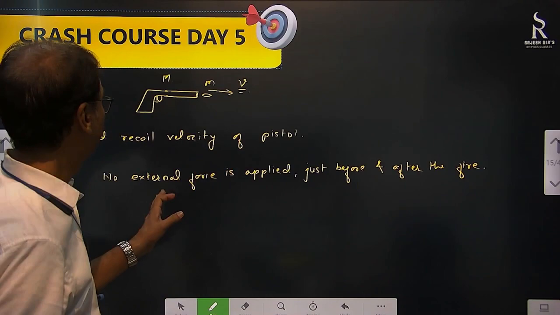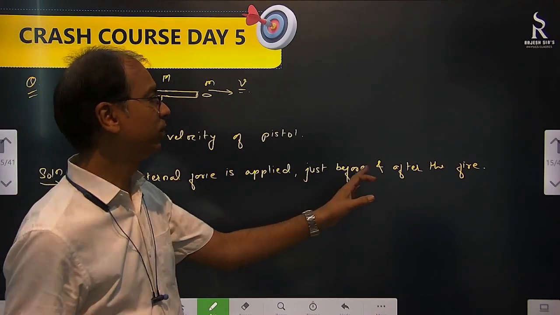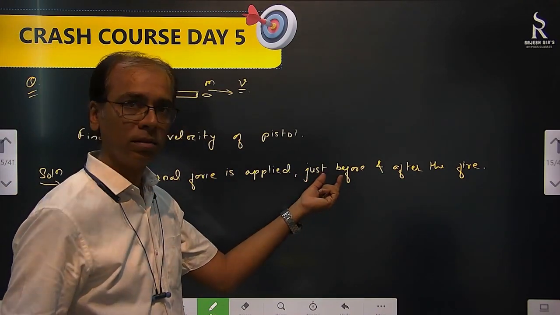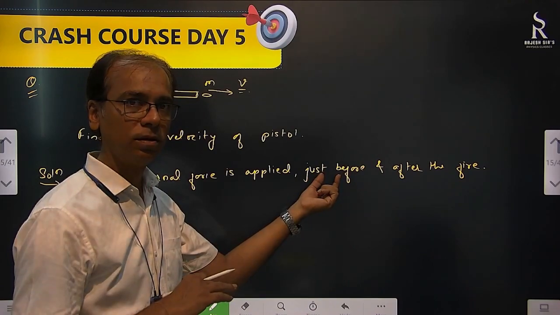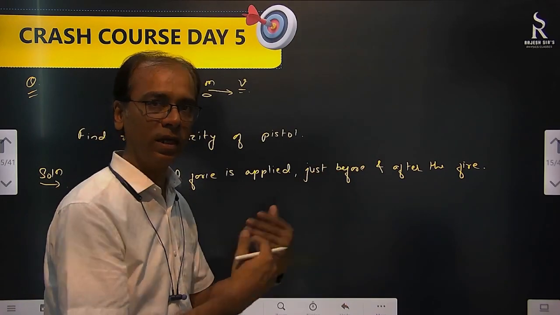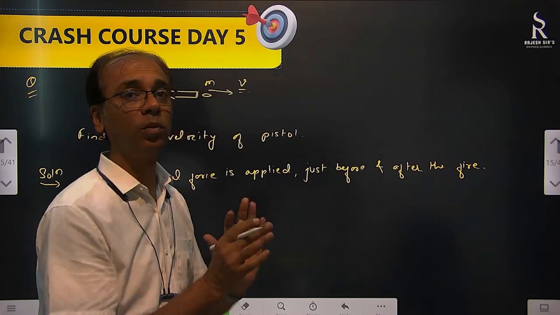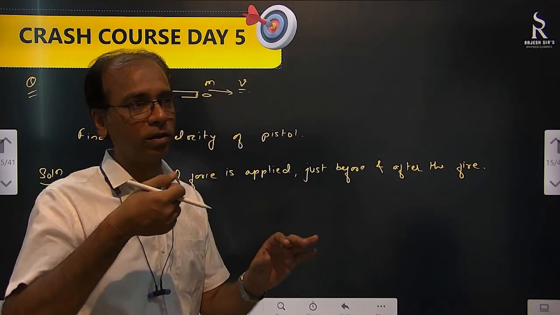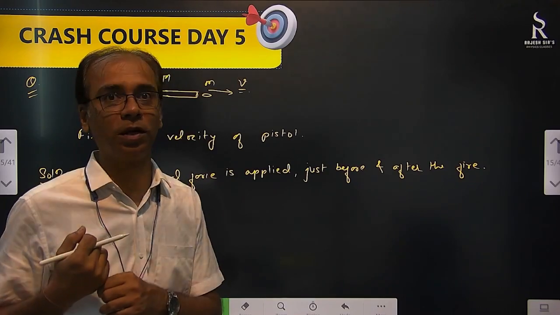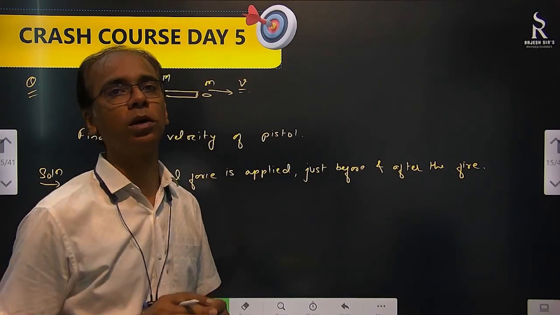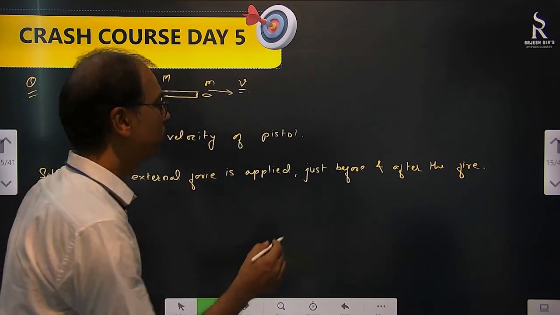So here when we say no external force is applied just before and after, that means spring is compressed and released. Any external force is there? Spring compress and release? No. At that moment, no. You can't say that before that you are compressing the spring, that external force I applied. We are not taking that into account. What we are doing? Just before and after.